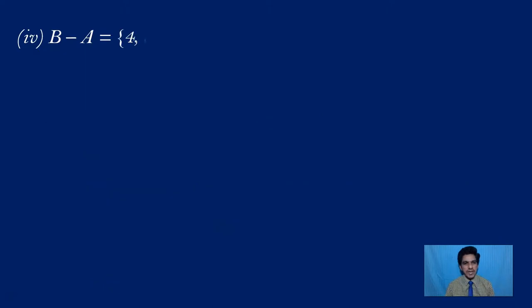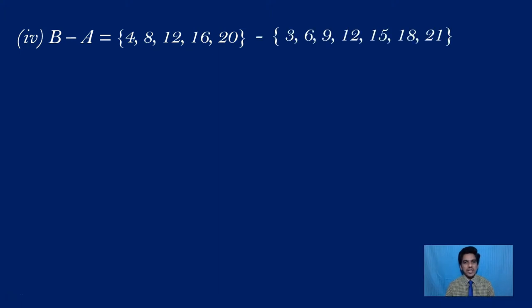Now, let us find B minus A. So B is the set of 4, 8, 12, 16, 20 minus A, the set of 3, 6, 9, 12, 15, 18, and 21. So we have to write those elements that are in the first set but cannot be in the second. The elements are only in the first set; we have to check what is in the second. So that means we have to identify the common elements. We have 12 in both the sets. That's all. So we have to write the set of 4, 8, 16 and 20. This is B minus A.